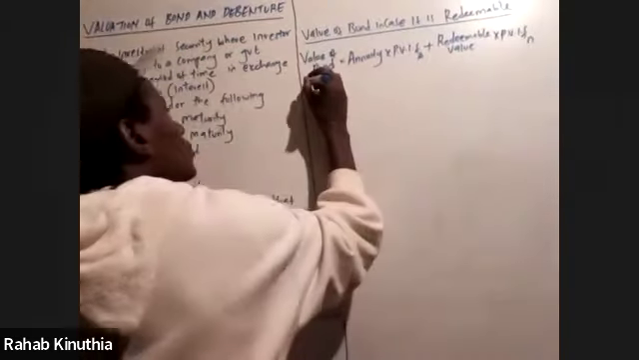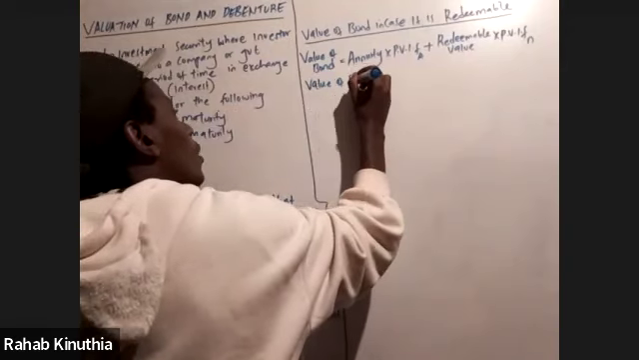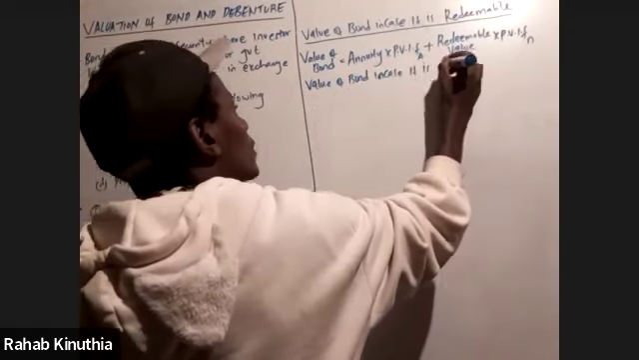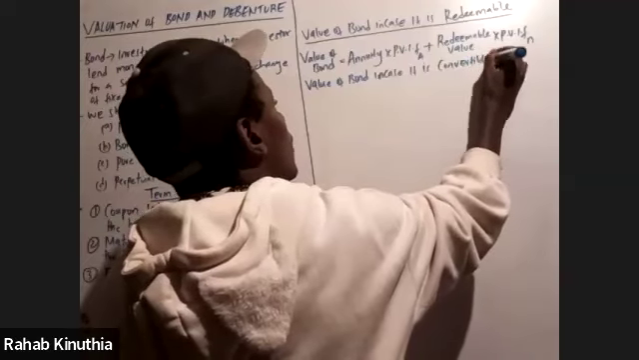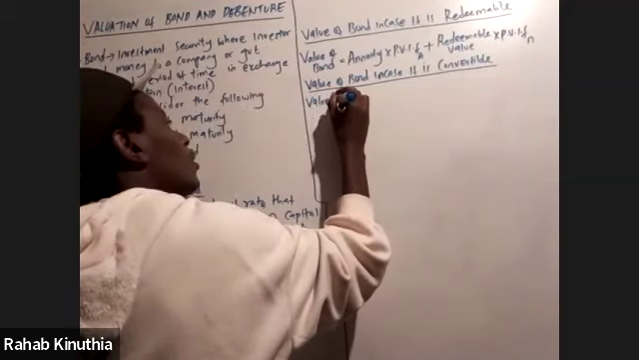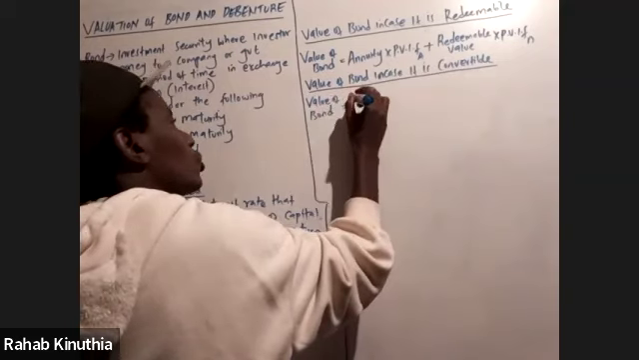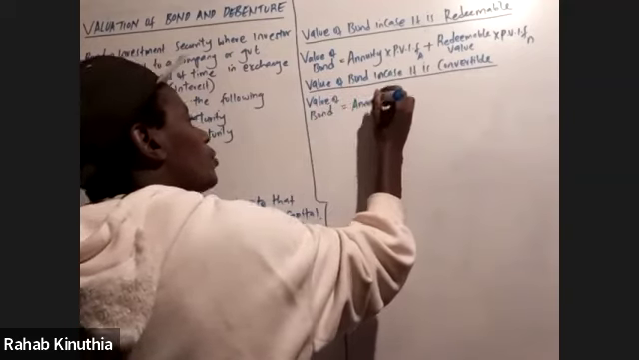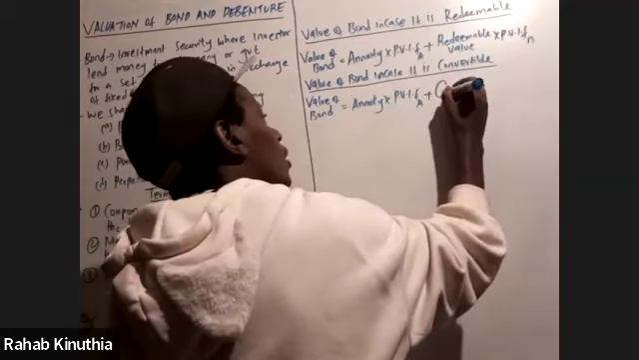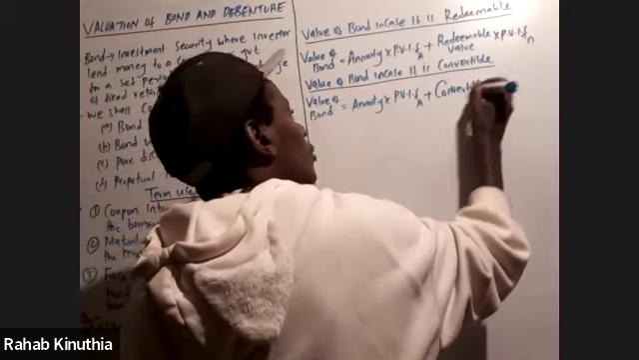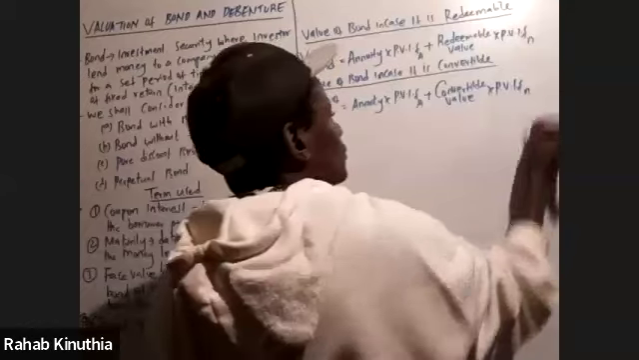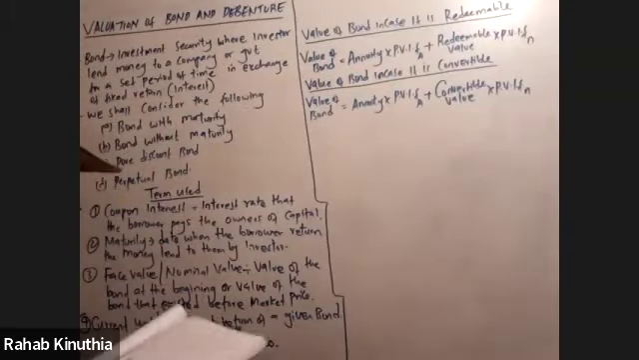Number two, value of bond in case it is convertible. In case it is convertible, value of bond is equal to annuity multiplied with the present value interest factor for annuity, plus convertible value multiplied with the present value interest factor, n period.